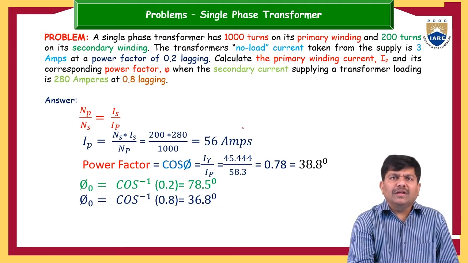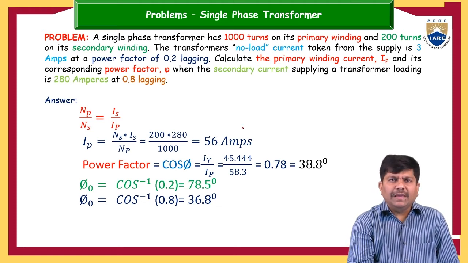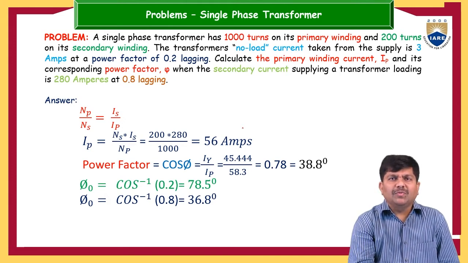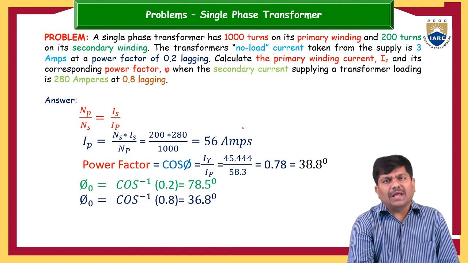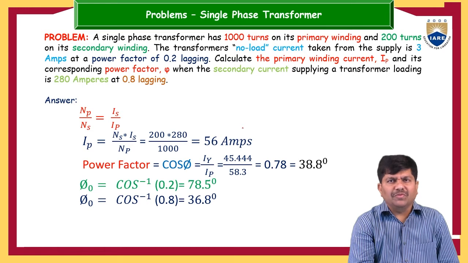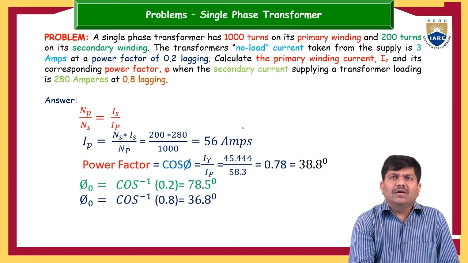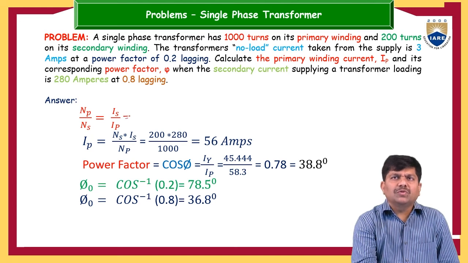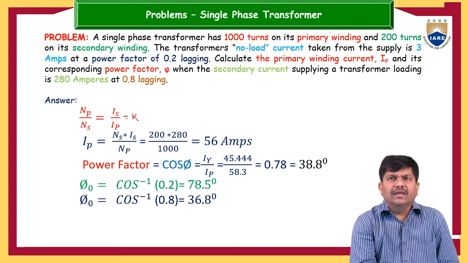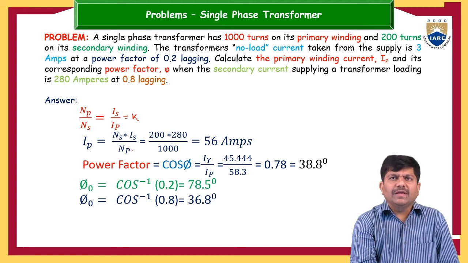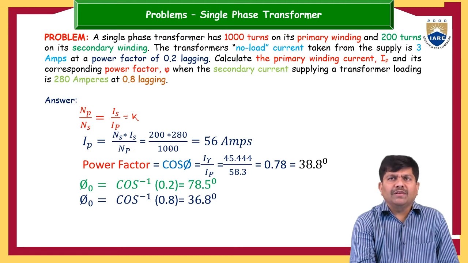Already we know that Np to Ns, primary to secondary, is equal to Is to Ip. Of course, primary can be subscripted with 1 and secondary with 2 also. The primary current, using the transformation ratio K, can be calculated as Ns into Is divided by Np, which is 200 into 280 by 1000. So straight away you can get the primary current, that is 56 amps.